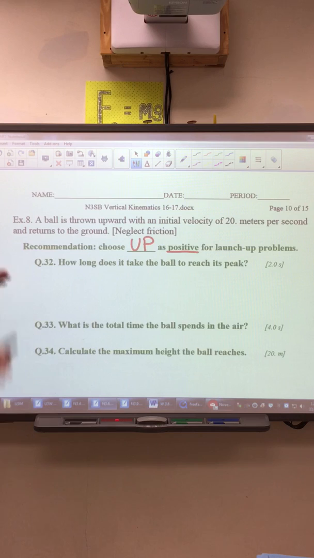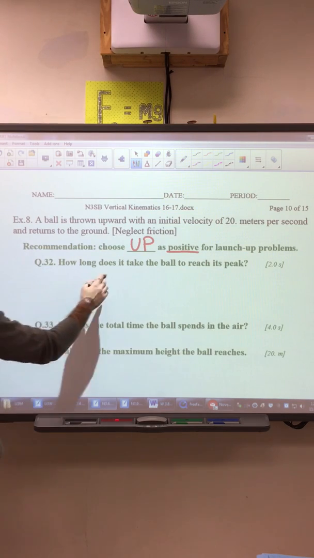You may say, oh, but I don't like... listen, you want to choose down as positive? Fine, but you better pay attention that your VI and your displacement at the peak or on the way up are all going to be negative. So here, choose up as positive. That's what I recommend. I'll talk you through how we set this up.